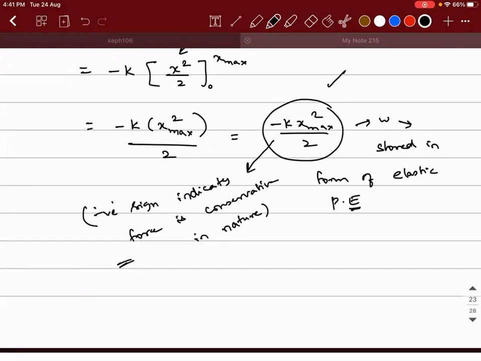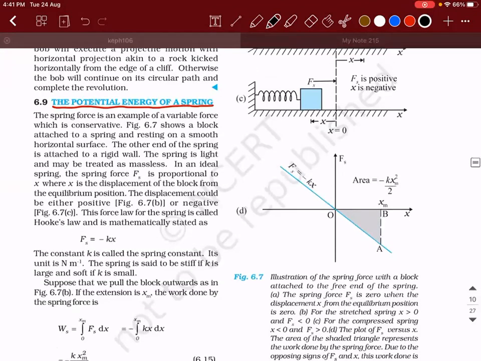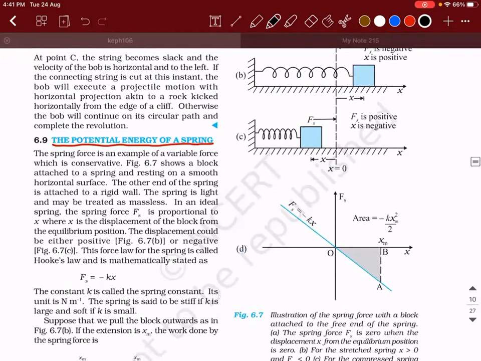Another example of conservative force is the elastic potential energy, that is, spring force. Spring force is conservative in nature. Now listen, if you try to draw a graph between the force and displacement, then you will get F equal to minus kx. So the spring force is equal to minus of k into x. And if you calculate this area, then this area will give you the potential energy of that spring. Okay, this is a graphical representation.